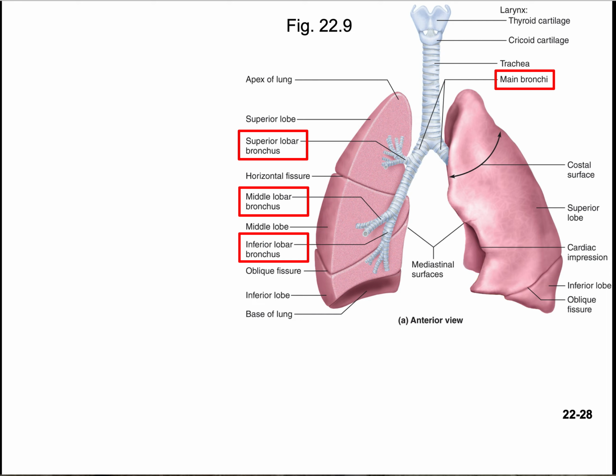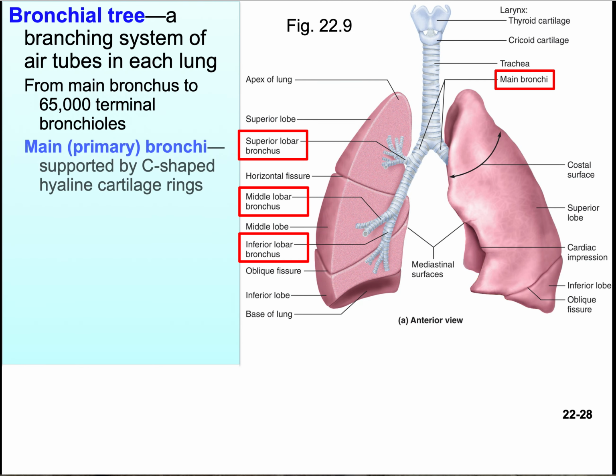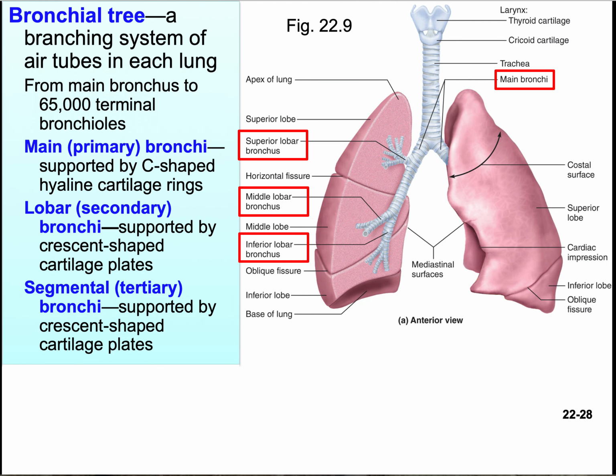So here are some of the names of the lobes, and here are some of the names of the tubes that are bringing air to those lobes. So a main bronchus, and then here you can see the superior lobar, middle lobar, and inferior lobar. The lobar are the secondary bronchi.